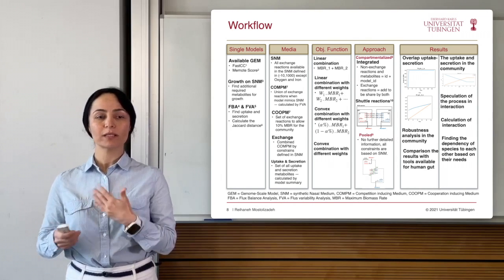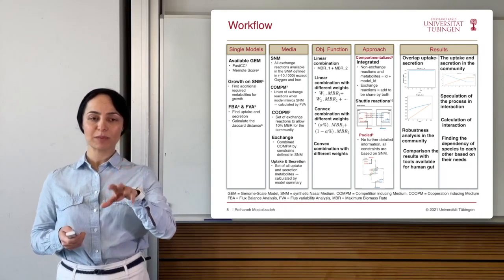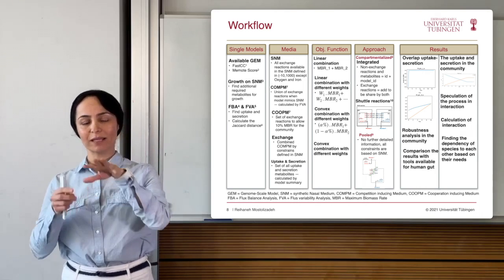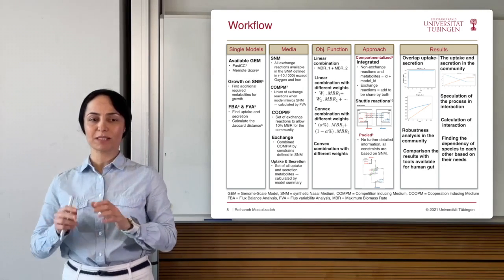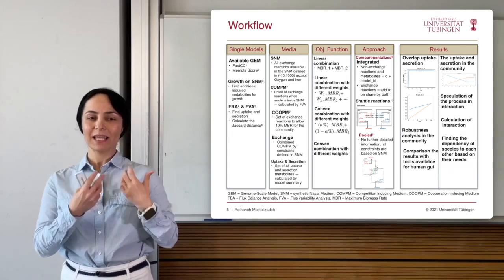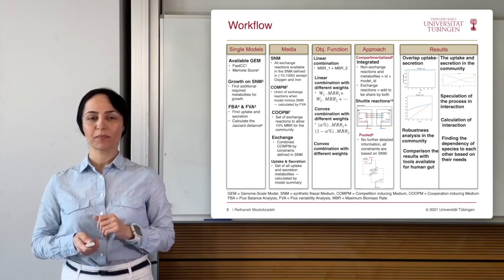And of course, one interesting thing we can also do in our workflow: if one species does not grow on SNM, we can put it in the community with another species that does grow, and see whether this species can take whatever it needs from the other species or not.